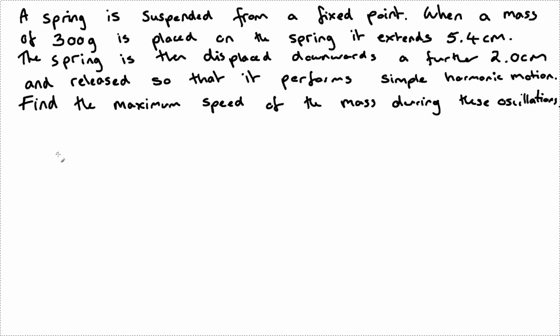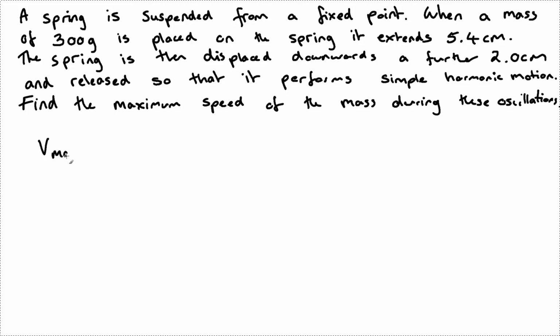Okay, so let's look at an example question involving the mass spring system. Let's suppose we've got a spring suspended from a fixed point, similar to what we've just seen. We put a 300 gram mass on the end of the spring, and when we do that, the spring extends 5.4 centimeters down to its equilibrium position. We then give the spring a further displacement of 2 centimeters and release it. It performs simple harmonic motion. Can we find the maximum speed of the mass during those oscillations?